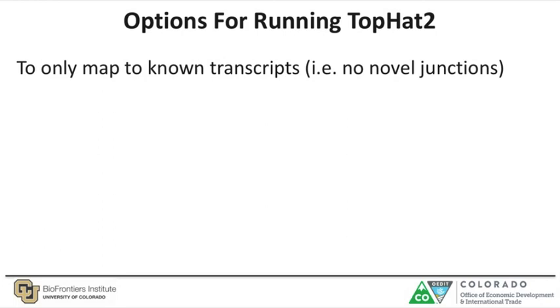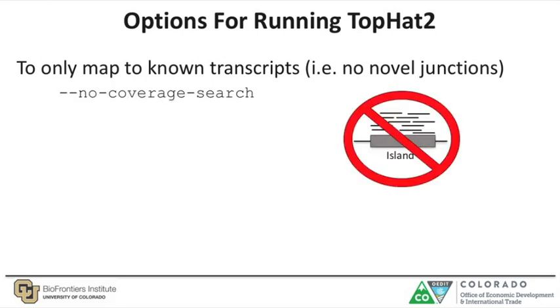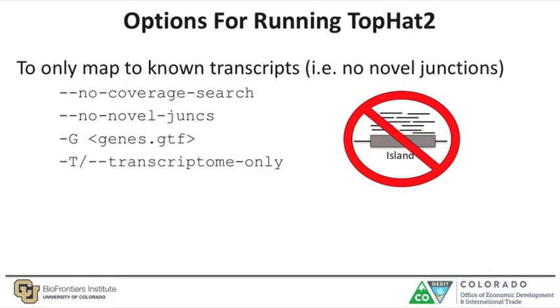In this particular scenario, you would want to disable coverage island assembly with the no coverage search option, as well as turn off novel junction discovery with the no novel junks option. You will also have to specify a set of gene annotations using the -G option, followed by the path and file name of that annotation GTF file. You must also explicitly tell TopHat to only map to the transcriptome using the -T option.